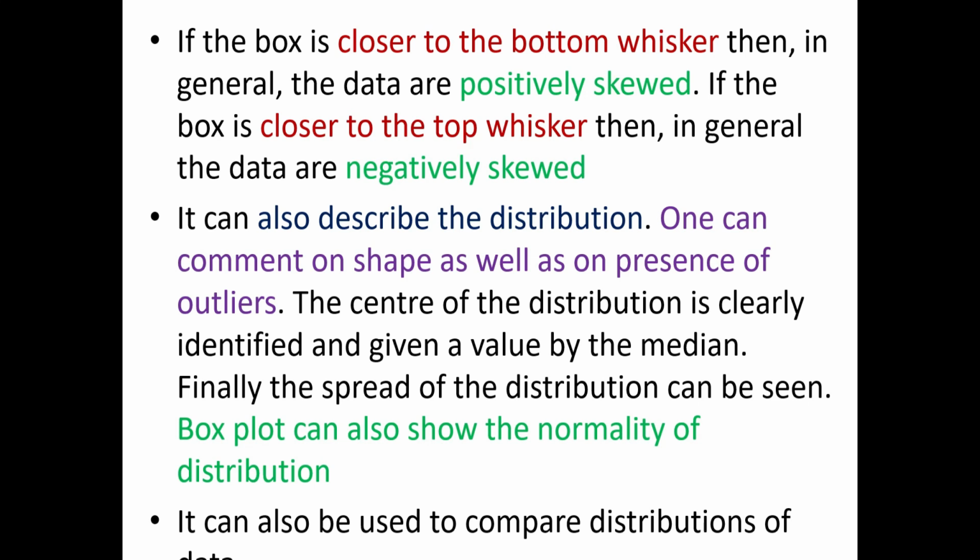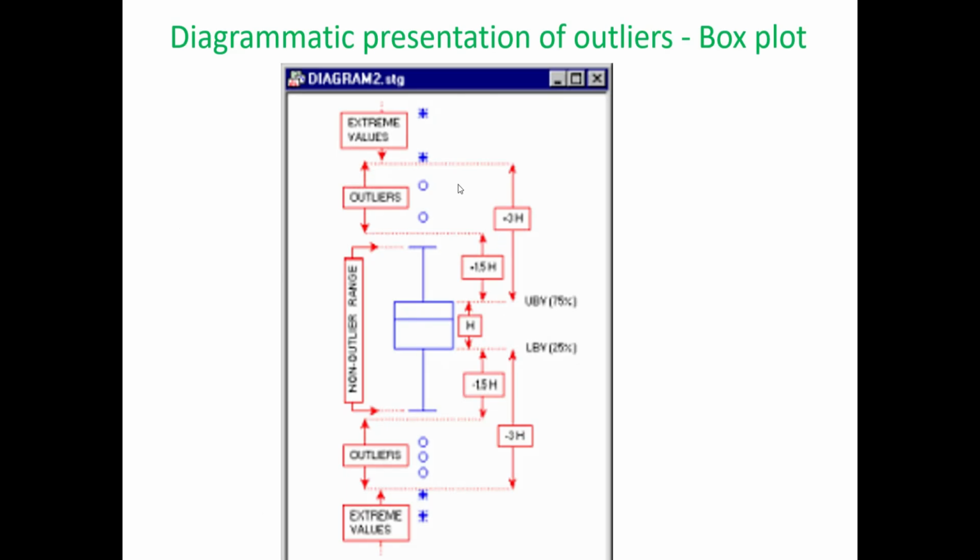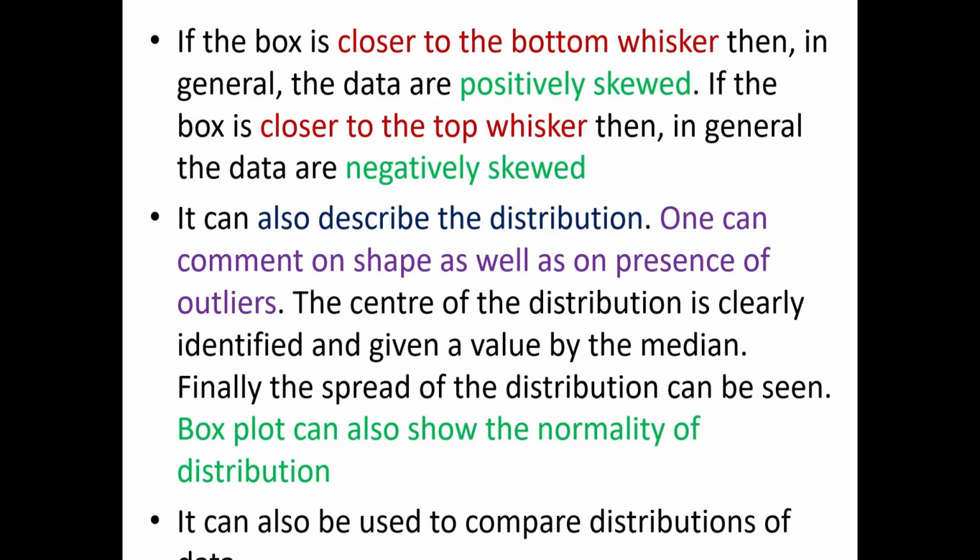Because the center of the distribution is clearly identified and given a value by the median, and the spread of the distribution we can see. So in the box plot, just see that some data is a little bit higher than this data. That shows the type of the curve, where the median is, where the center value is. So which type of data it is, a normal curve, a sigmoid curve, or an exponential curve, the box plot will tell us. And we can also use the box plot for comparing the distribution of the data.